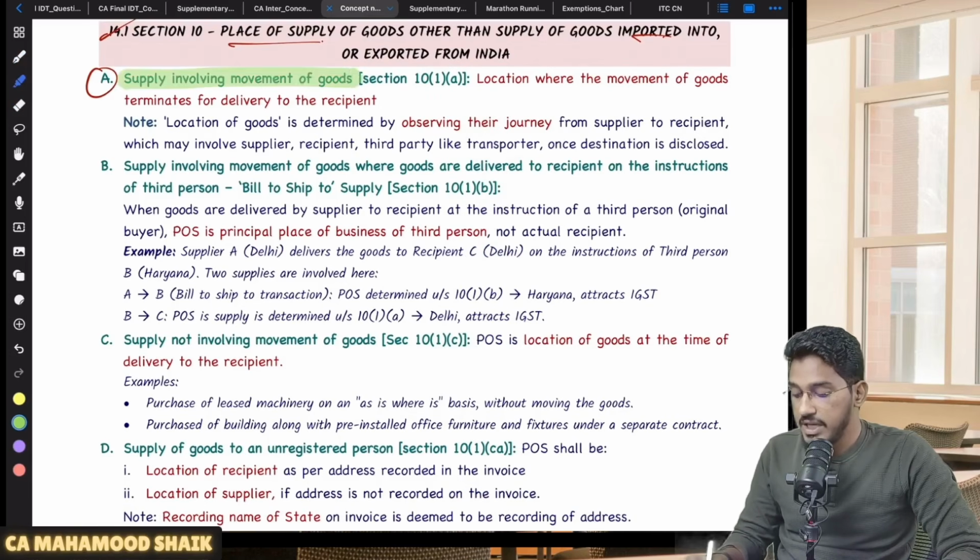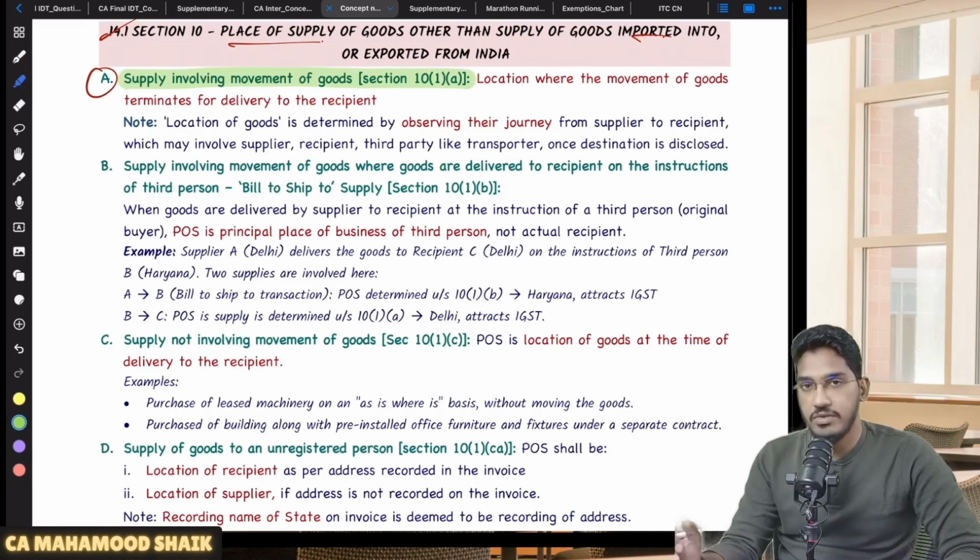First one, supply involving movement of the goods. In case you are making a supply of goods which involves movement, goods are required to be moved from one place to another in order to effect that supply. Let us say, for example, I'm a manufacturer. One day a wholesaler comes to me and orders 10,000 quantity of the raw material. Now I have to deliver him. This 10,000 quantity of goods is required to be moved from my factory to the recipient's factory in order for the sale to get completed.